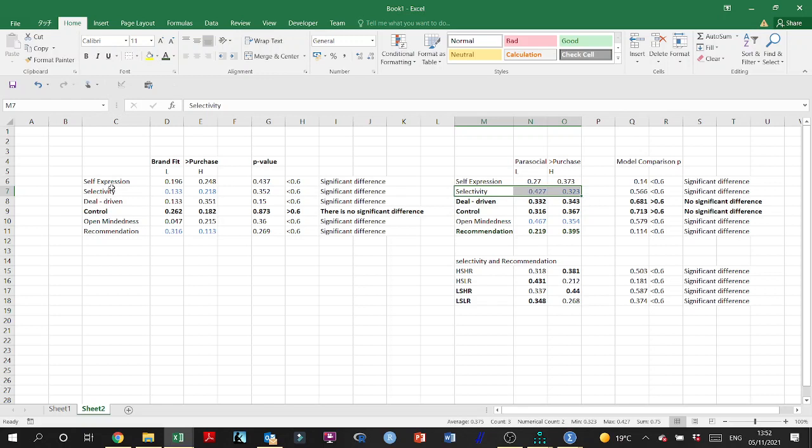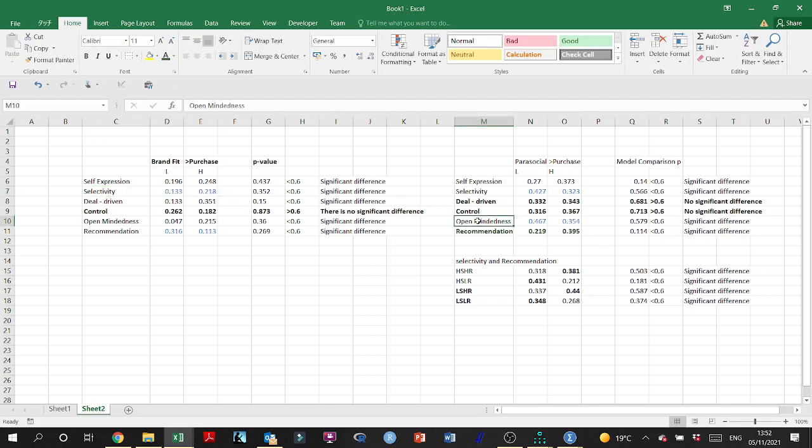Yeah, the same applies here. For the brand fit to have a higher impact, I probably also need to look at recommendation. Also here the recommendation is reversed. So this kind of investigation is interesting.